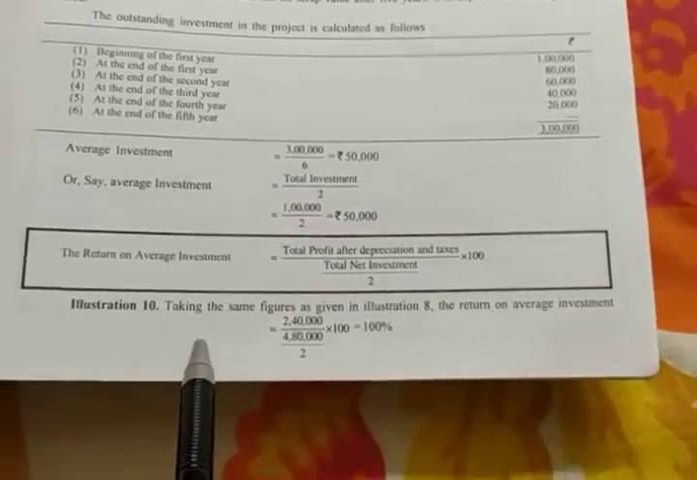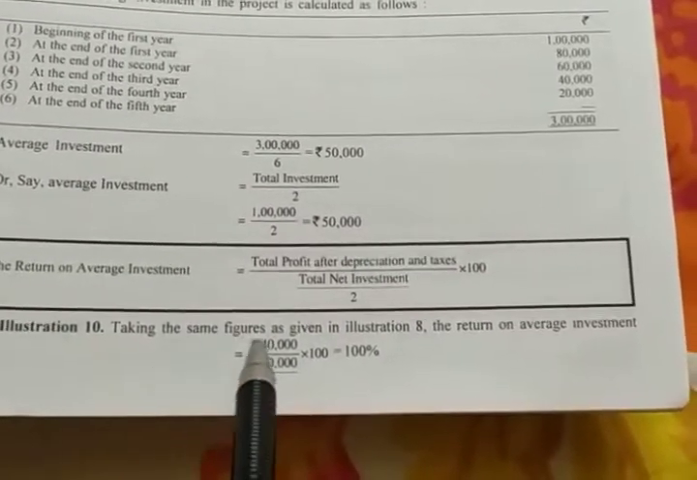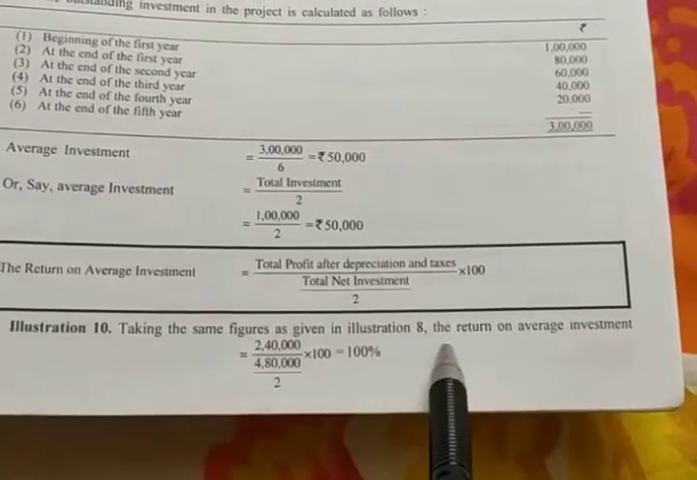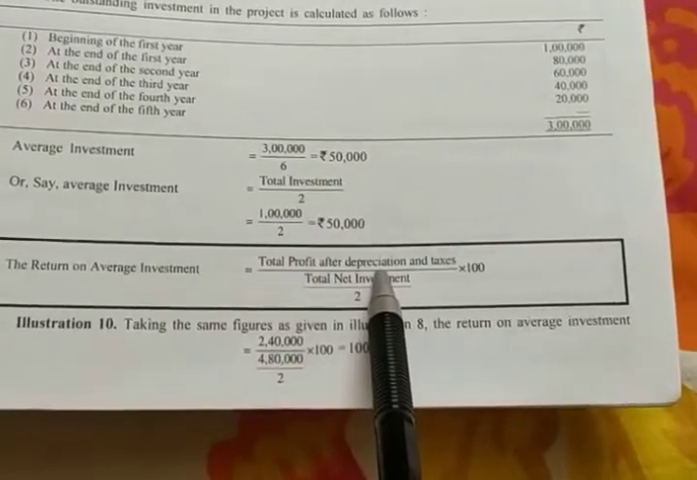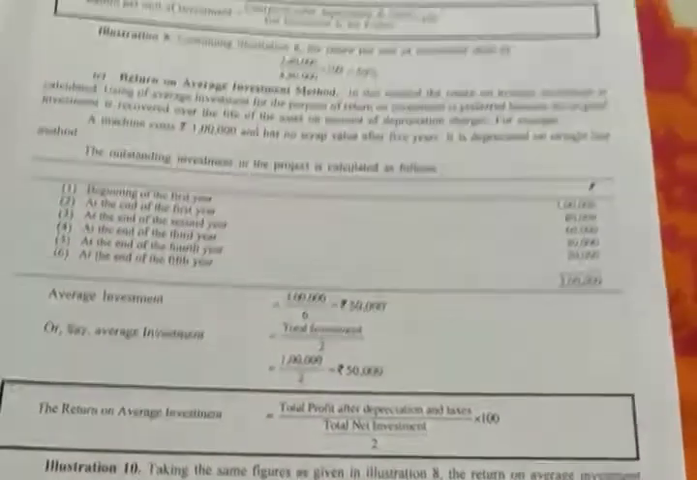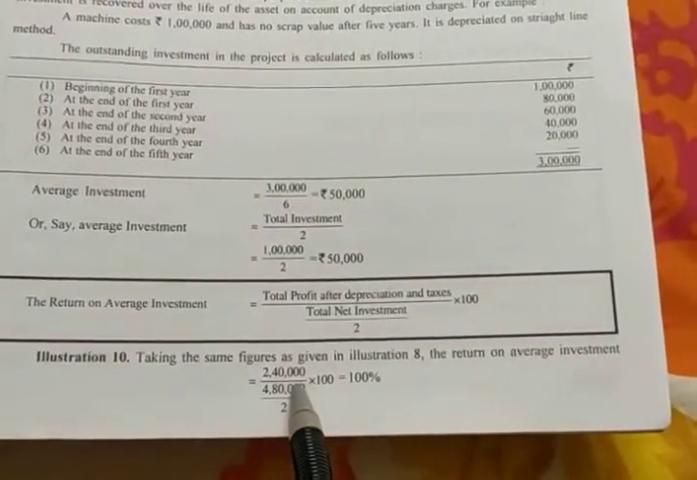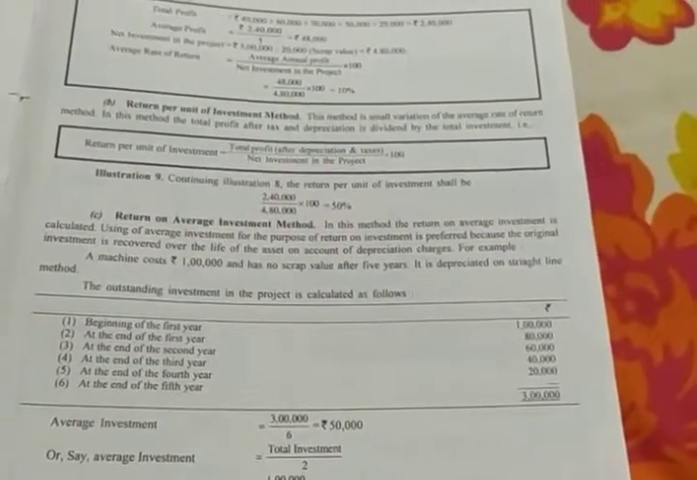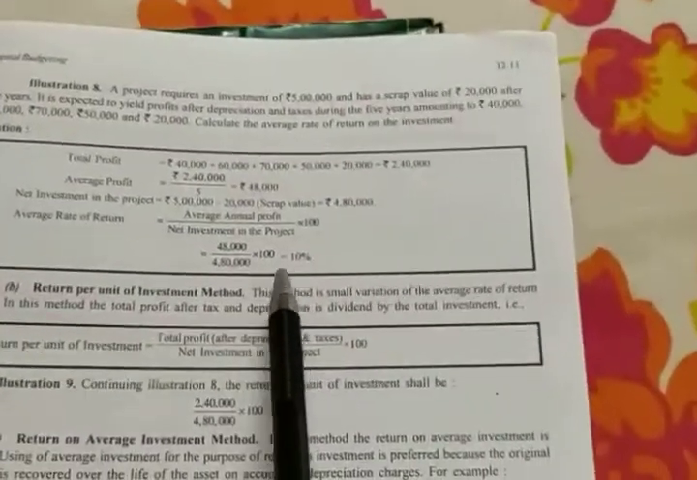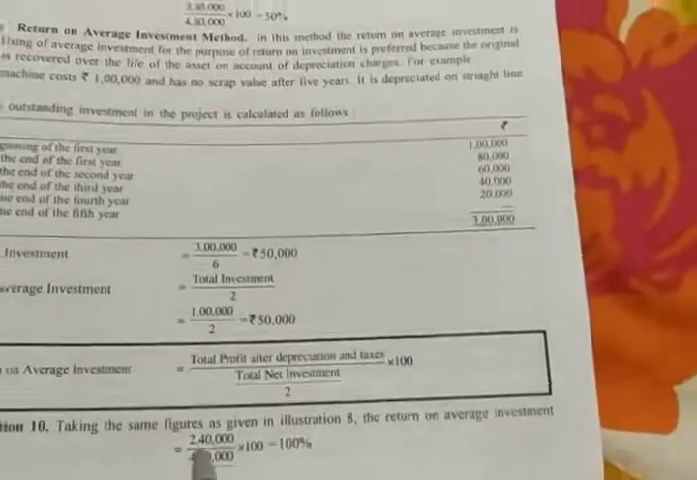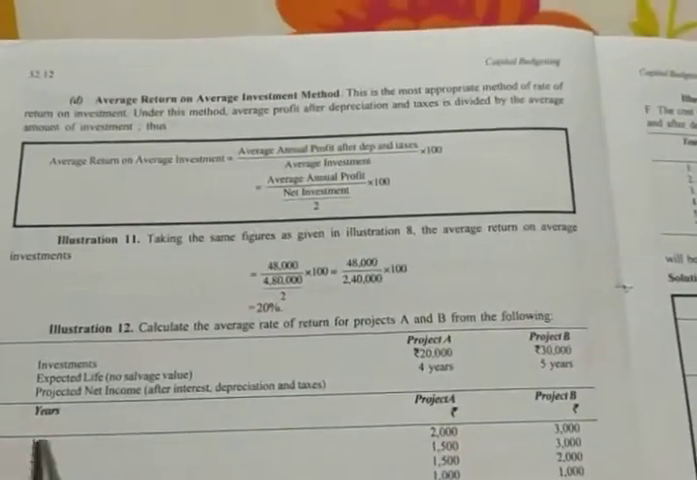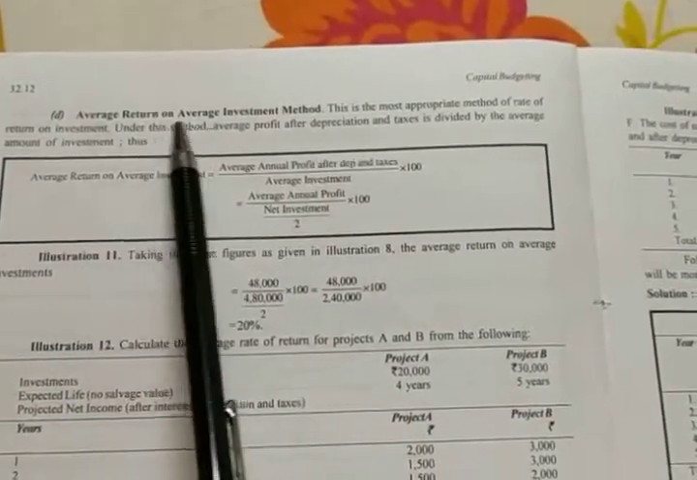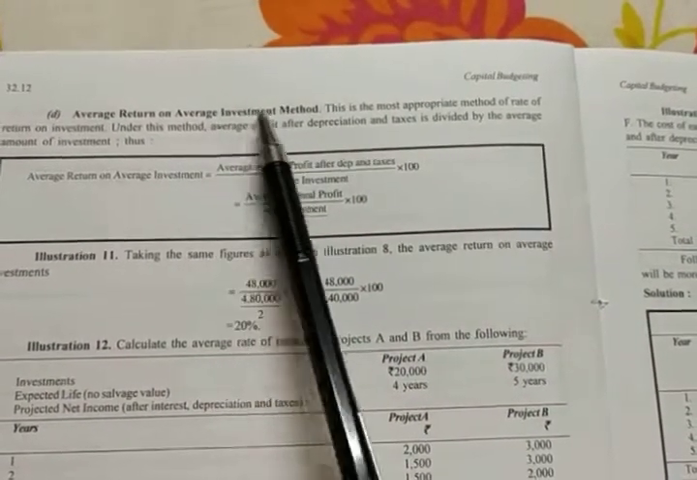They have given one more example, taking some figures as given in the illustration 8. Again, the return on average investment will be total profit, that is 2,40,000, divided by 4,80,000, which we have calculated earlier, divided by 2 into 100, so we will get 100%. The last method is average return on average investment method.